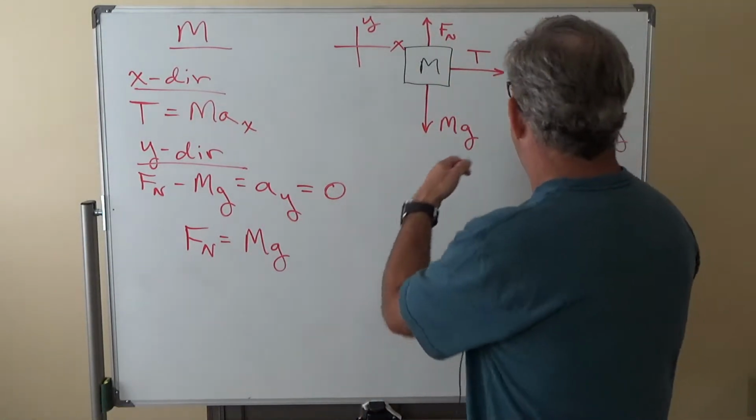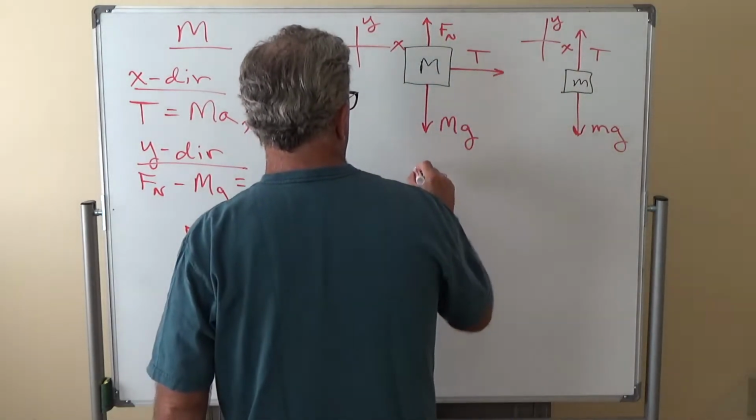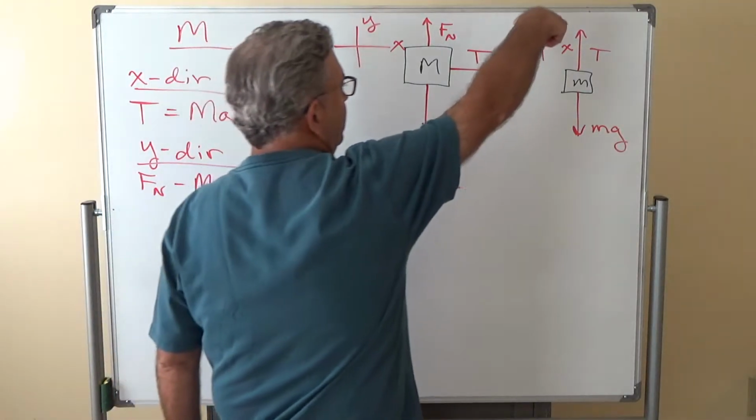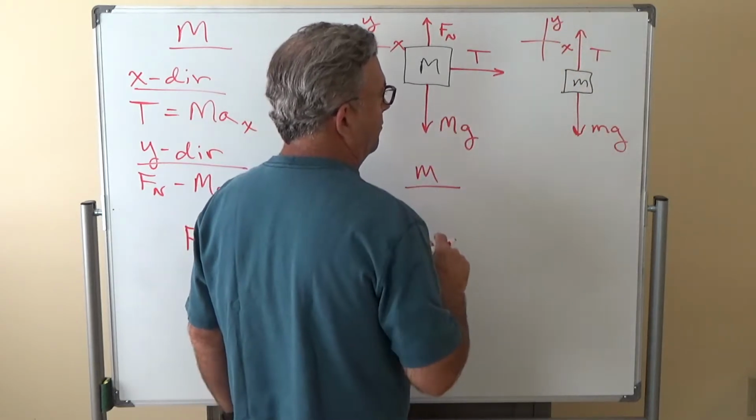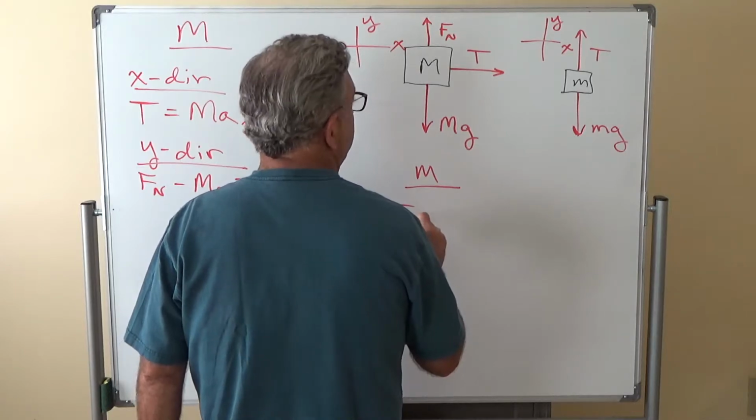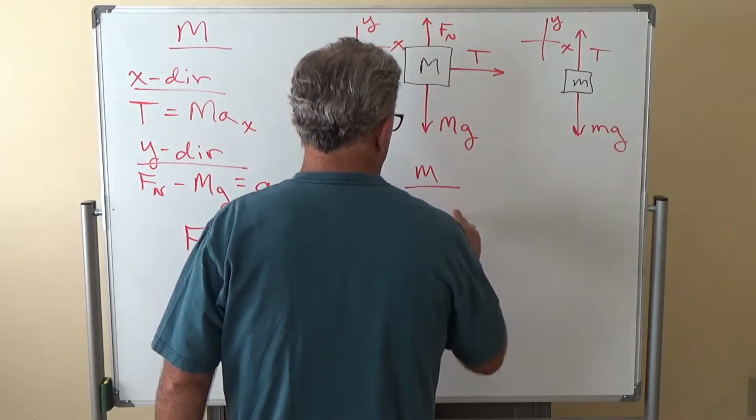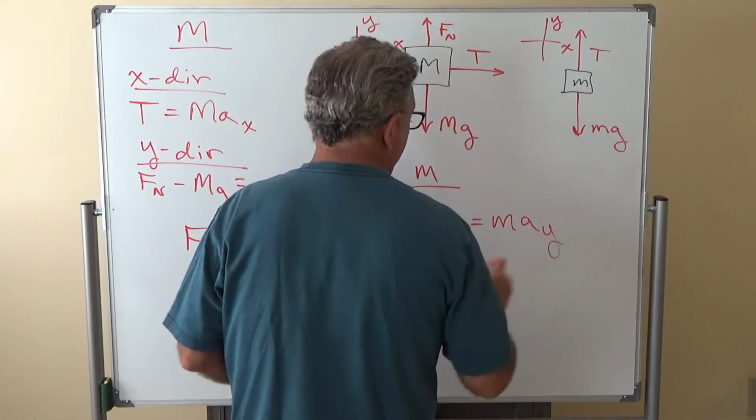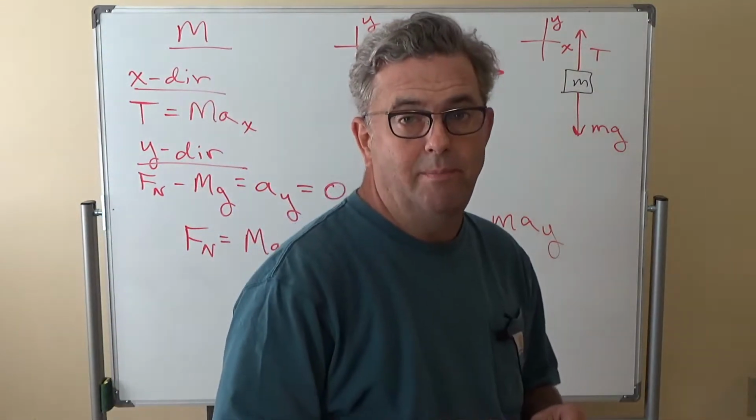Okay, let's look at the forces acting on little m. So for little m, that's the negative y direction. That's the positive y direction. So I have T minus mg is equal to m a_y.